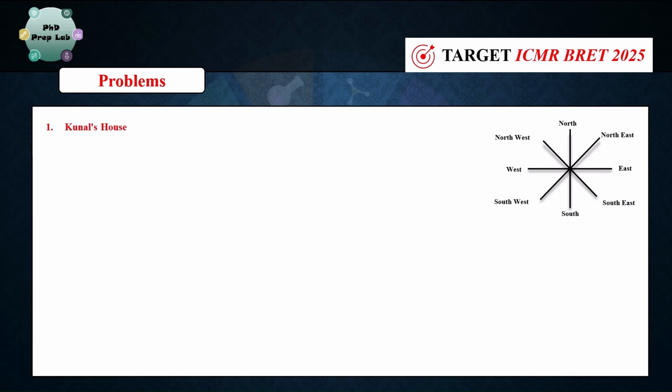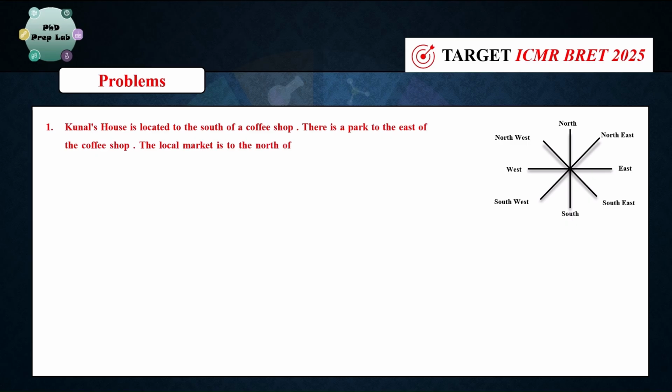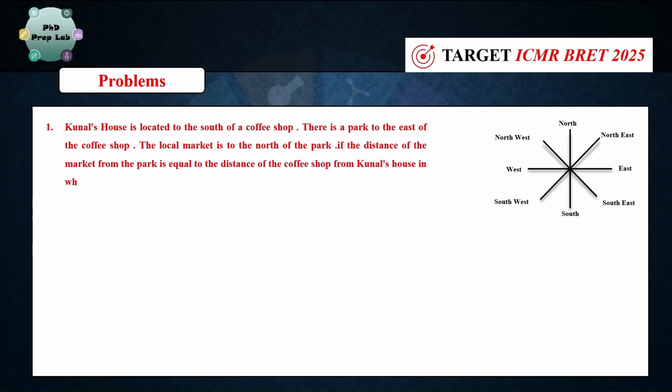If we move on to the next question: Kunal's house is located to the south of a coffee shop. So imagine the coffee shop being the center and Kunal's house located down south. There is a park to the east of the coffee shop, which is also a point you have to mark. The local market is to the north of the park. If the distance of the market from the park is equal to the distance of the coffee shop from Kunal's house, in which direction is the market with respect to the coffee shop?